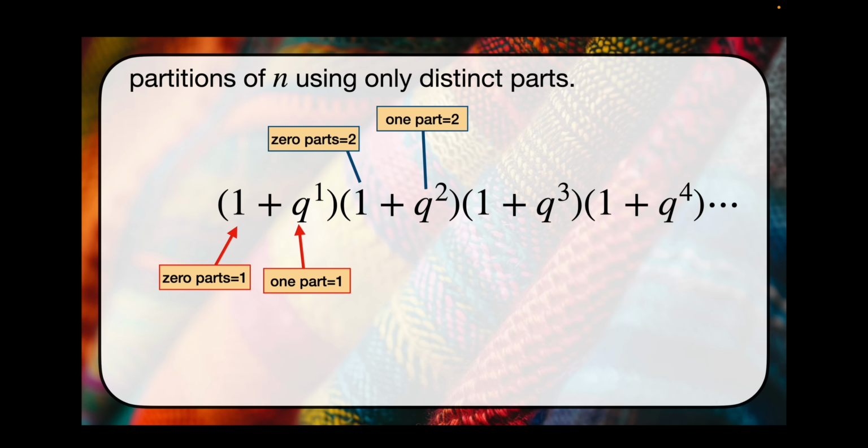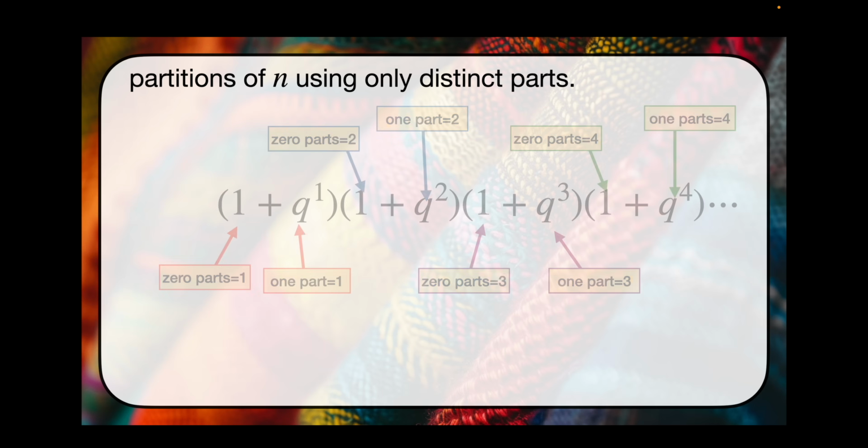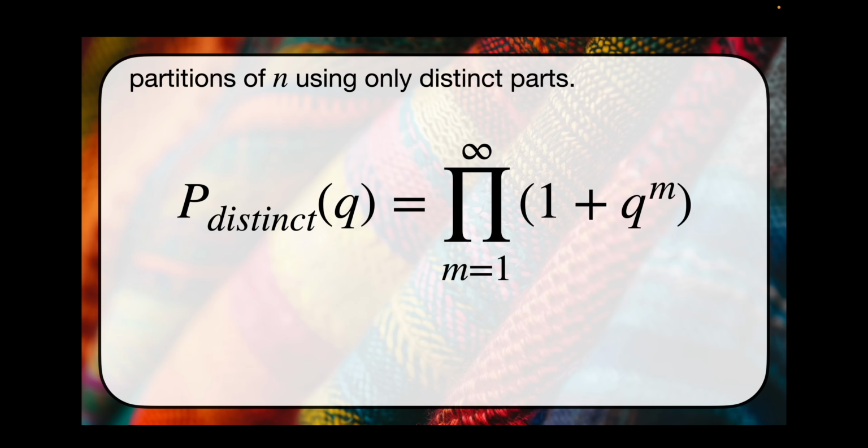This second part corresponds to parts equal to 2. We're allowed to use 0 or 1 part. So notice if it's distinct, you can still use 0 parts, but you can use at most 1 part equal to, well, whatever you're working with. So here we've got 0 parts equal to 3, 1 part equal to 3, and finally 0 parts equal to 4, 1 part equal to 4. But still, there's no limit on the size of parts we can use. So this is an infinite product. Now we could package this all together into an infinite product, and this would be maybe p distinct. And this is the product as m goes from 1 to infinity of 1 plus q to the m.